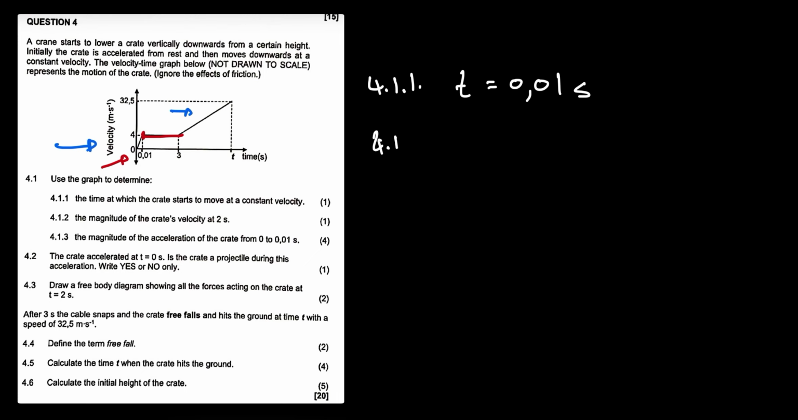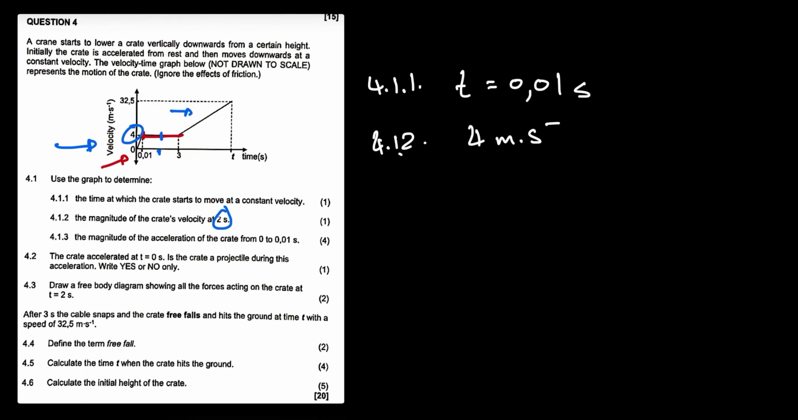So 4.1.2, they say the magnitude of the crate's velocity at 2 seconds. At 2 seconds, which is here, the magnitude of the velocity is still constant and the magnitude is 4 meters per second. So that is going to be just 4 meters per second. That is how we answer those first 2 problems.